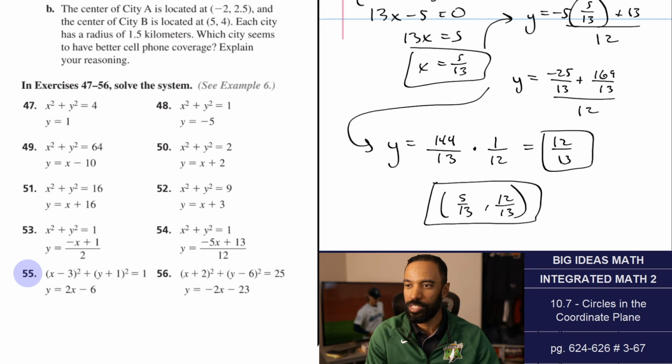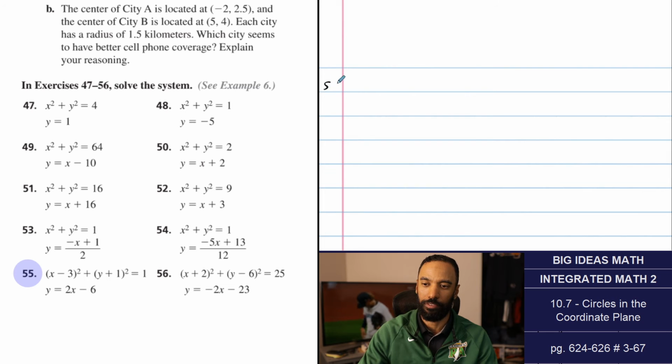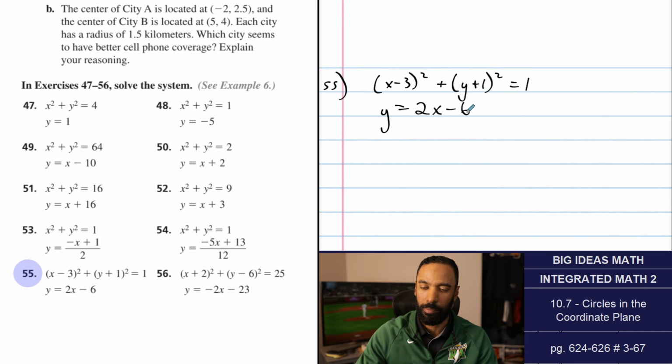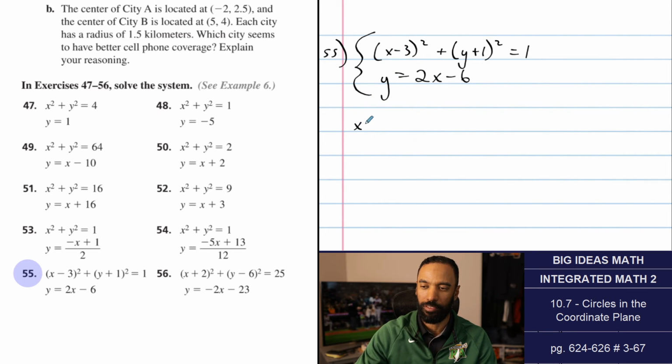Numbers 55 and 56. First time the center is not at the origin. I don't know how much that will affect overall behavior, but let's go and take a look. We have x minus 3 quantity squared plus y plus 1 quantity squared equals 1 squared, 1. And y equals 2x minus 6. So let's substitute 2x minus 6 for y, but just the y part. So look, I'm going to expand this now. I think it'll be relevant to do.